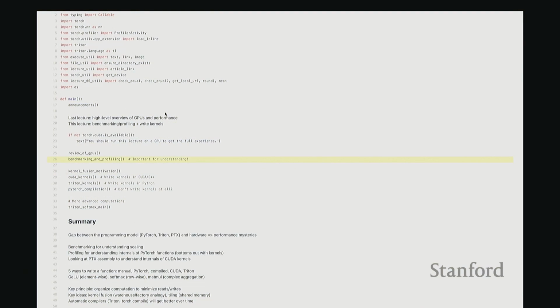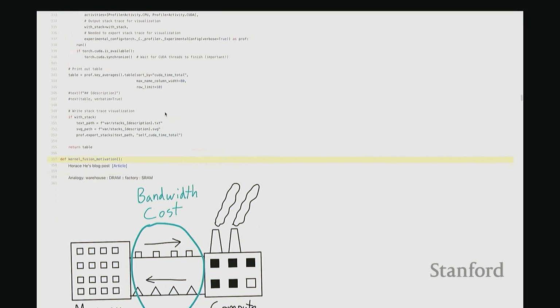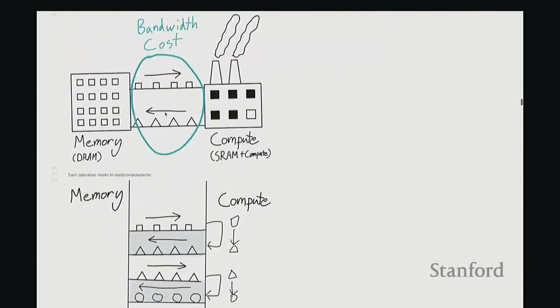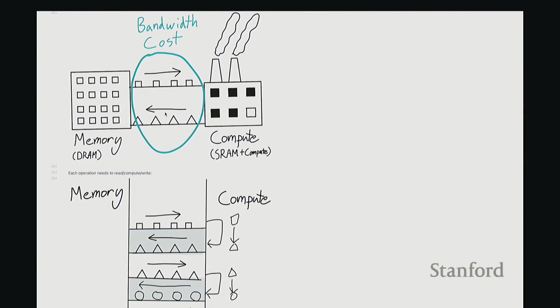Now you have all the tools you need to be able to do performance things. And now we're going to write some kernels in the remaining time. So remember kernel fusion, right? This was the image that I showed you in lecture. There's a little factory. Every time I need to do an operation, I need to ship it from the warehouse to the factory and back.